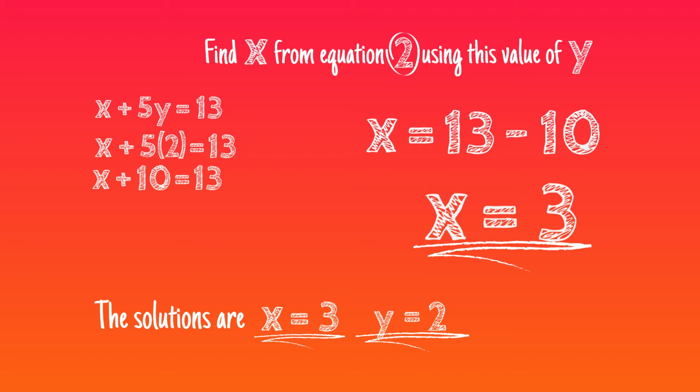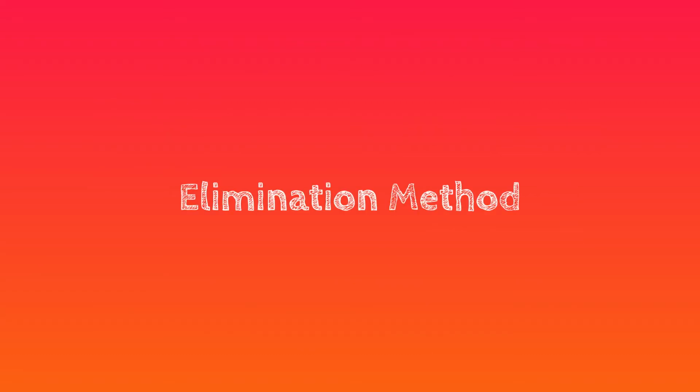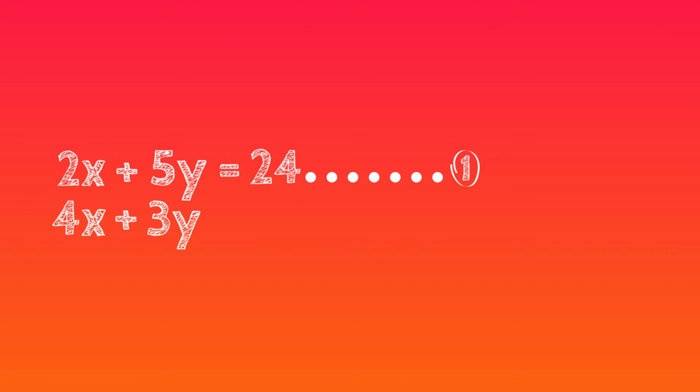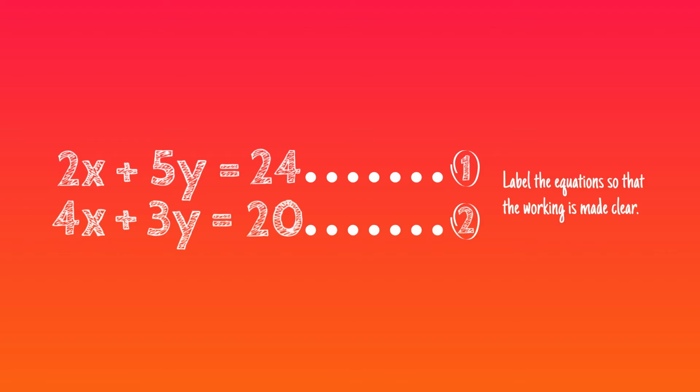That was the substitution method. Now we are looking at the elimination method. In the elimination method, we have the first example. 2x plus 5y is equal to 24. We label that as equation 1. 4x plus 3y equals 20. We label that as equation 2.